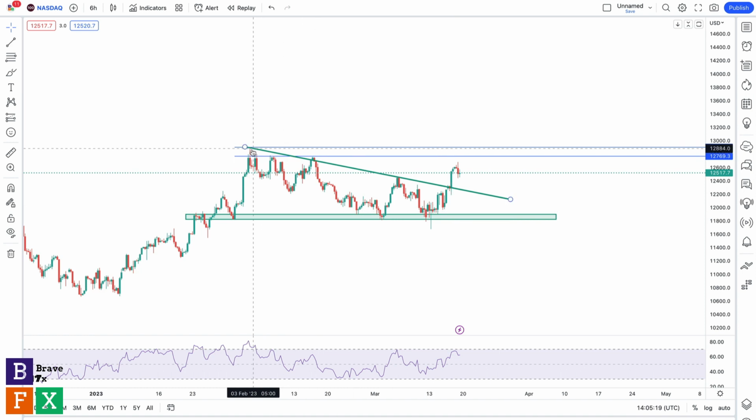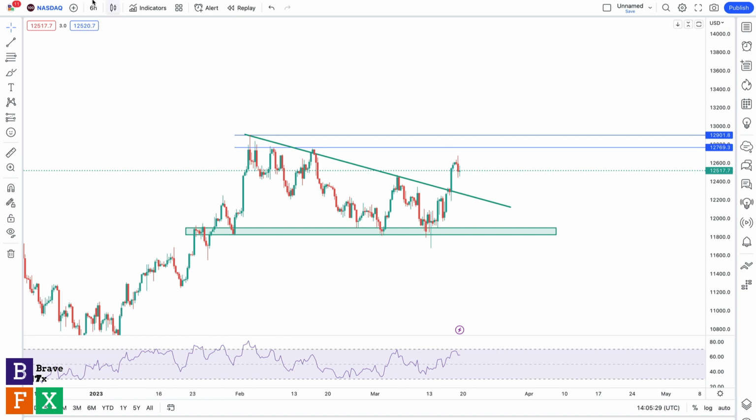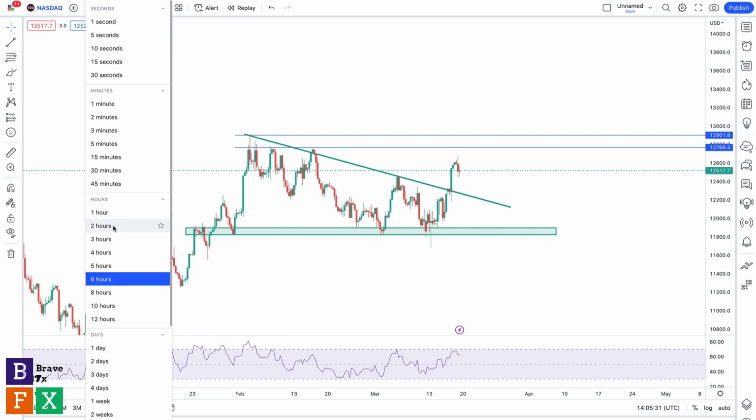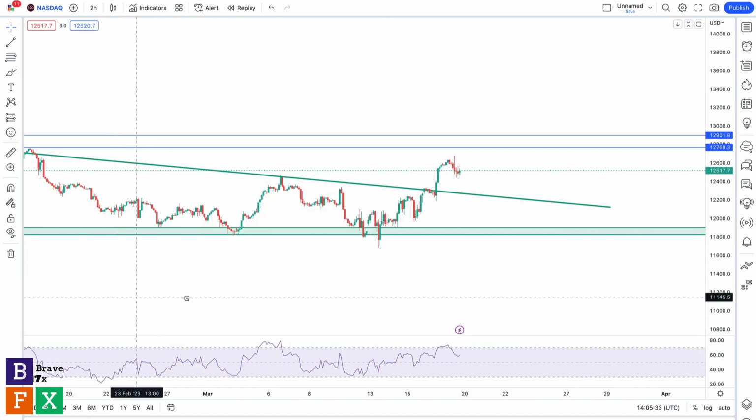Then we have this area of value. This is a resistance level. So if you are going long here, you have to pay attention to this resistance level. I'm going to go down to the lower time frame to see how I'm going to take this trade. This is a 2-hour chart on Nasdaq right now.